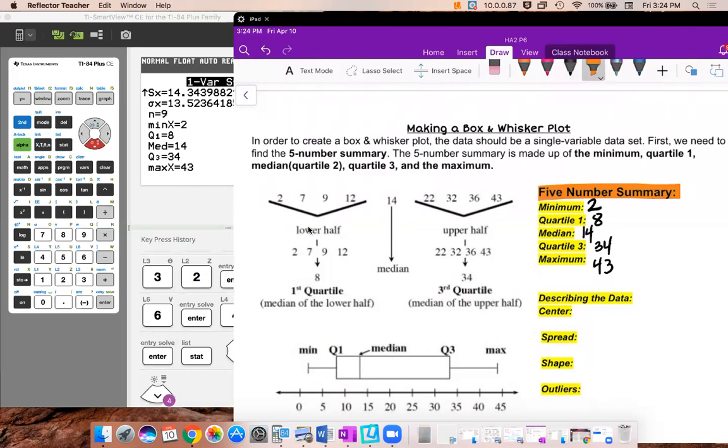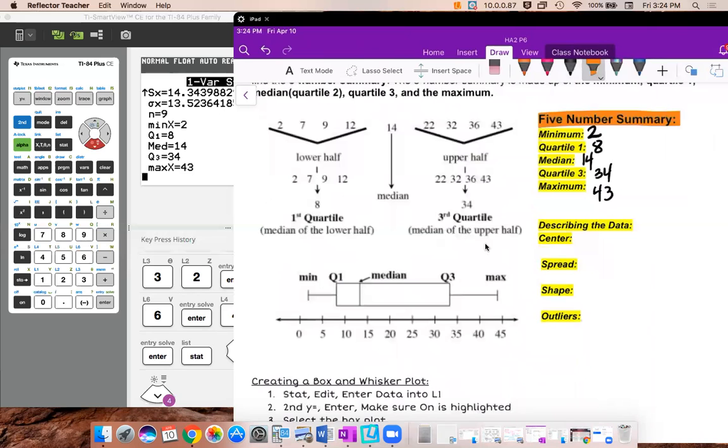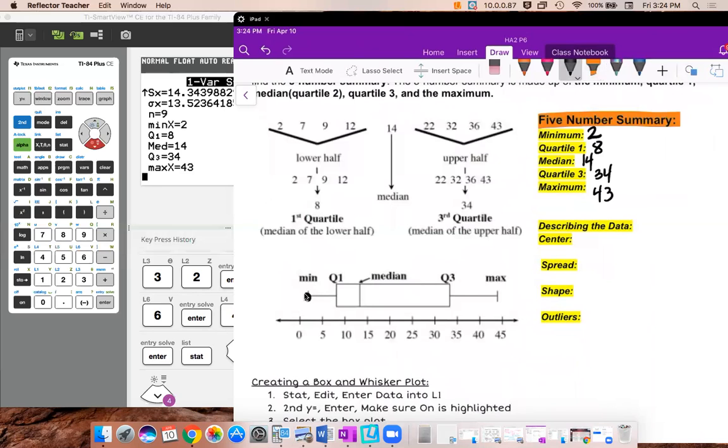So you have the median right in the middle. Quartile 1 is the middle of your lower half. Quartile 3 is the middle of your upper half. And then you have your maximum and your minimum. What you do to create your box and whisker plot is you use these numbers. The minimum comes down here, and the minimum is usually like a dot. So their minimum would be 2.